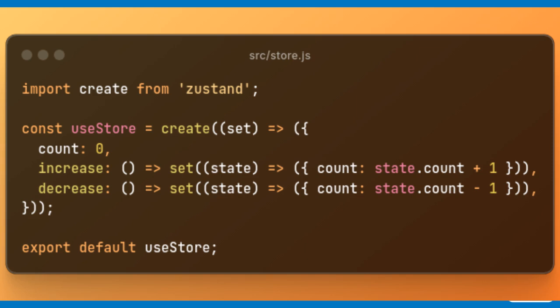In our file, we'll define a store with a simple counter and actions to increase or decrease its value. This file will illustrate how easy it is to set up and manipulate state with Zustand. You'll see how we import create from Zustand and use it to manage our state seamlessly.